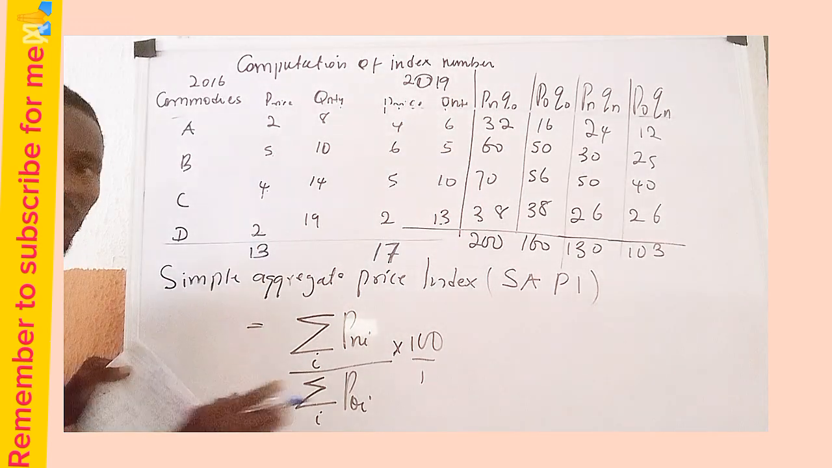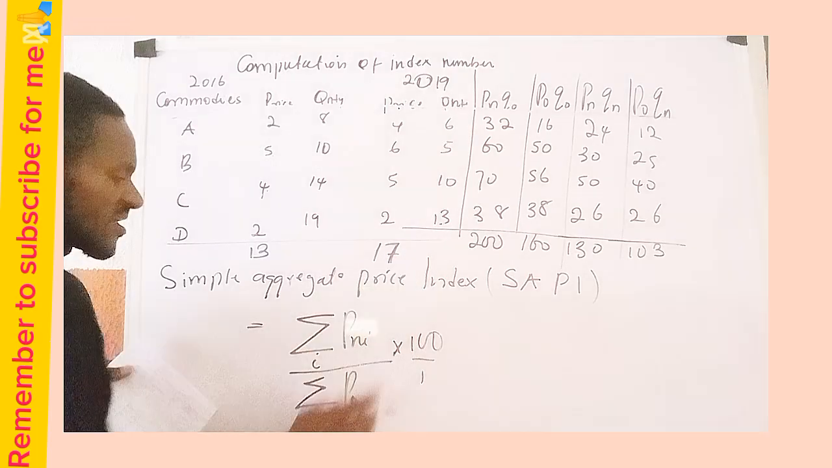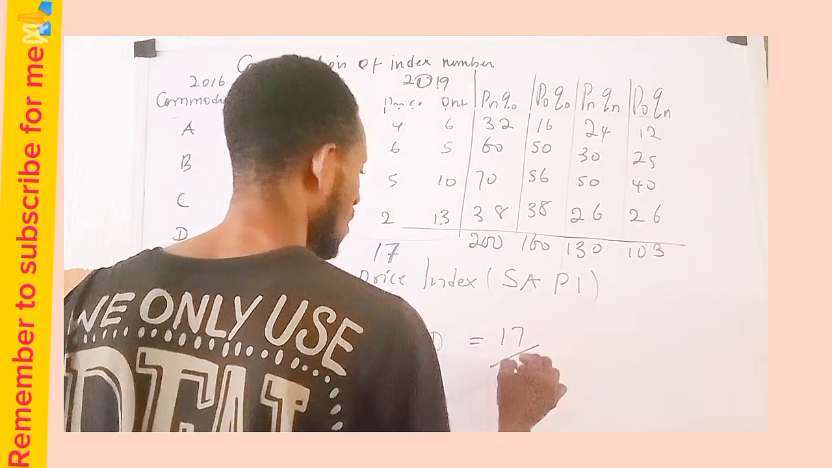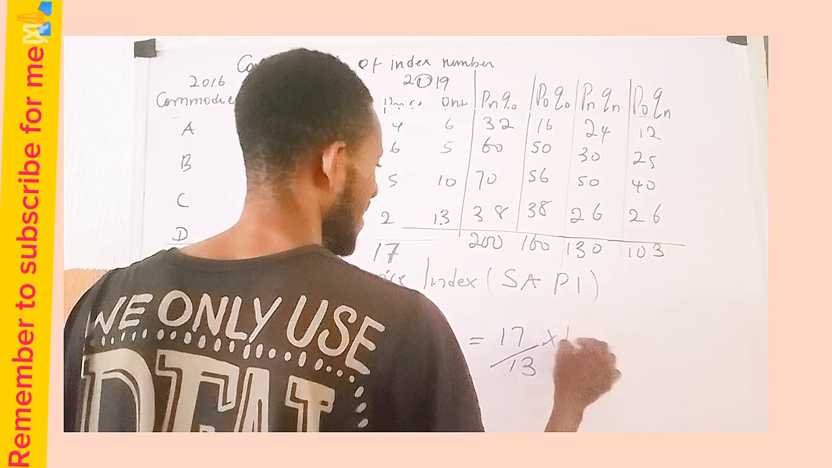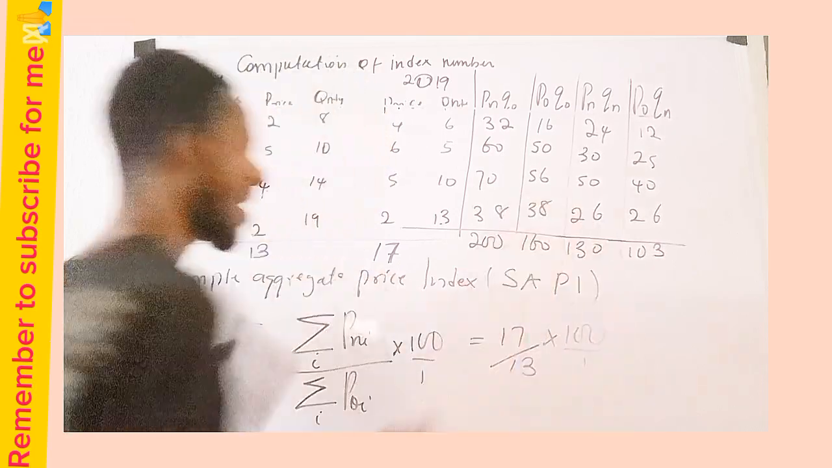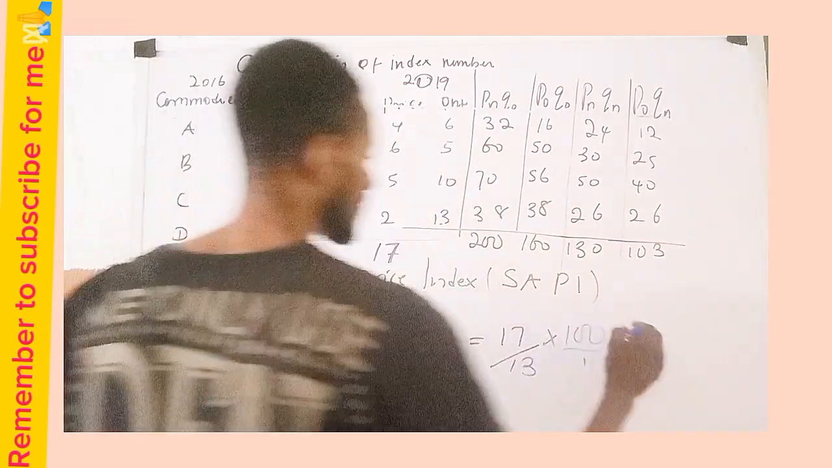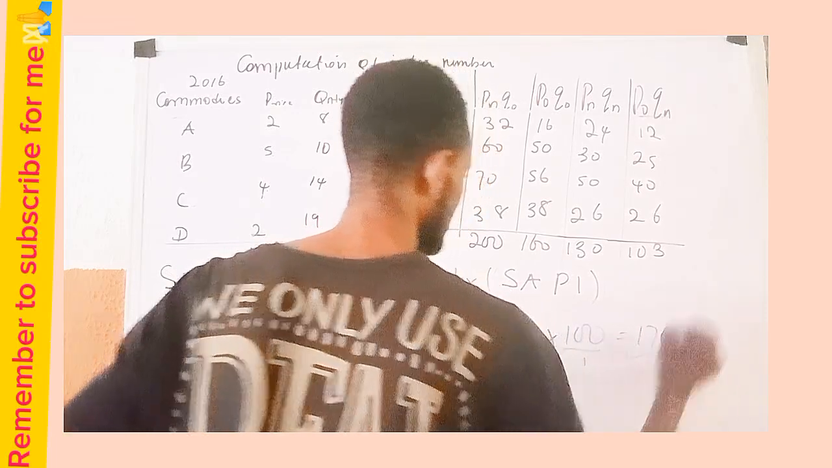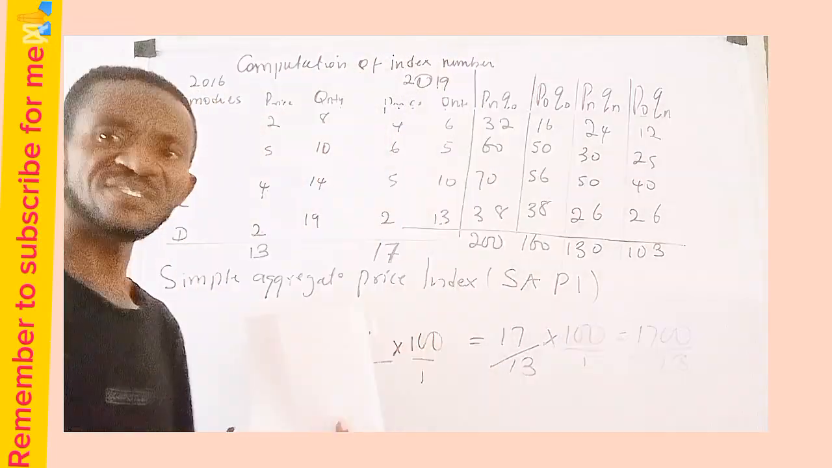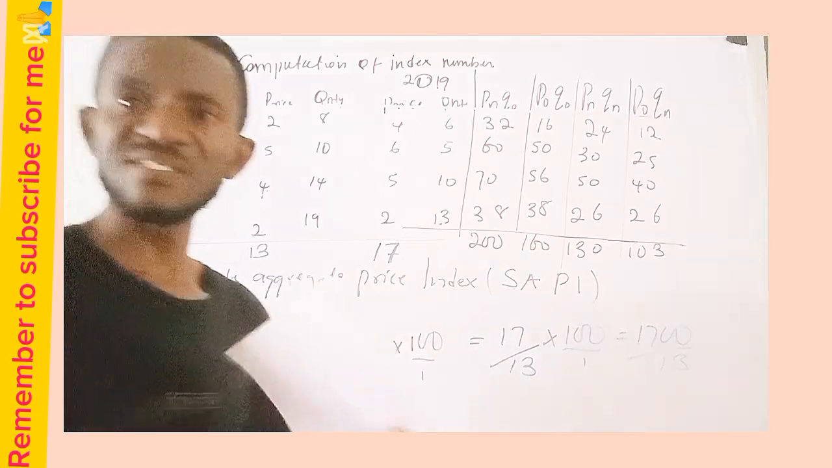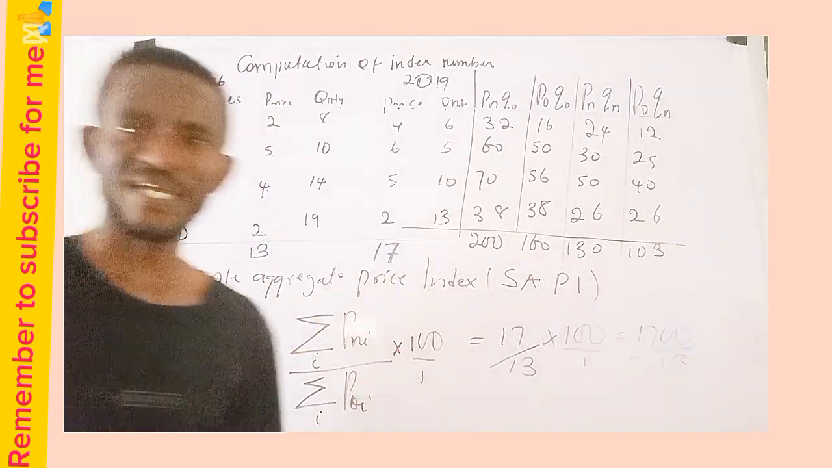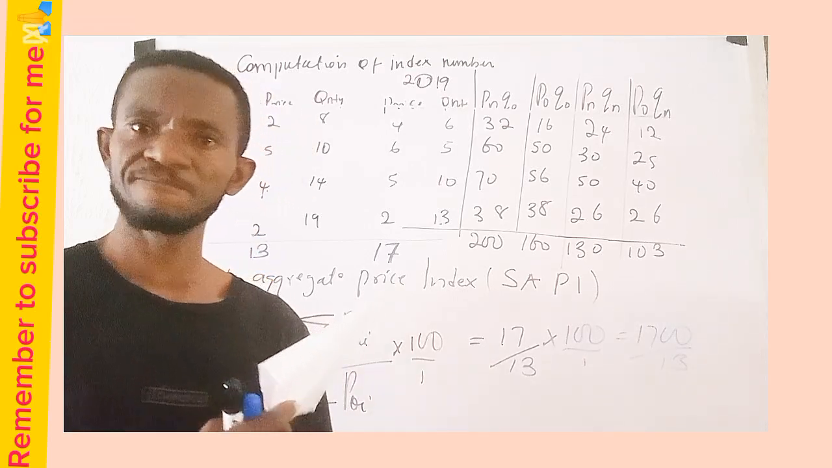Then I have already known that the numerator here is 17 and the denominator here is 13. And this becomes 17 all over 13 multiplied by 100 all over 1, which of course becomes 1700 all over 13. Whatever thing you get, in percent, becomes what is called a simple aggregate price index.